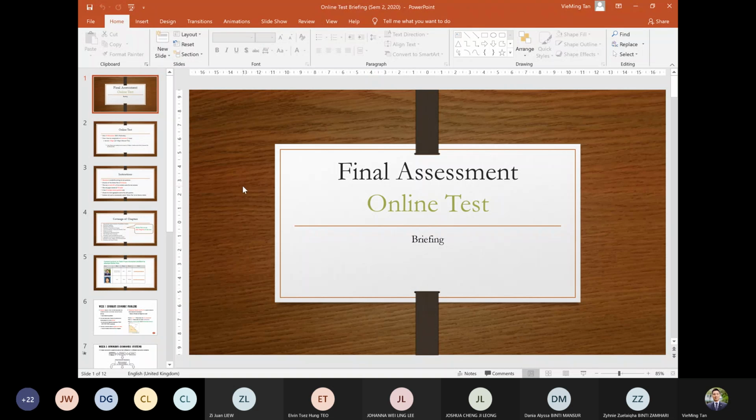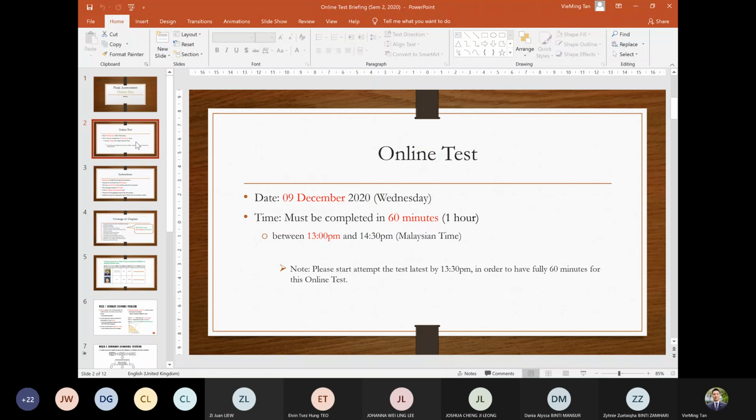Okay, I would like to start again. Are you okay with the schedule of the online test? It's on the 9th of December, Wednesday. The duration of the test is 1 hour, in the afternoon from 1 p.m. until 2 p.m. In fact, if you start at 1, that means you'll finish at 2 p.m. However, some students may not be able to attend the test exactly at 1. You may start at 1:10 or 1:15, as long as you start before 1:30 in order to enjoy the full 60 minutes for the online test. Make sure that you follow the Malaysian time for the international students.